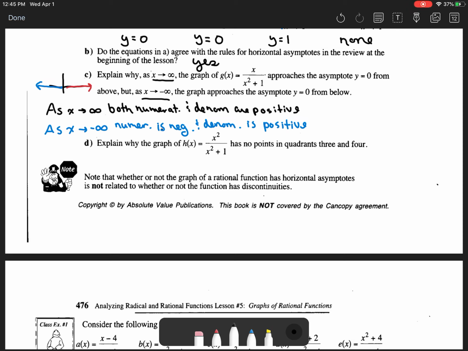Last part D, explain why the graph of x squared over x squared plus 1 has no points in quadrants 3 and 4. So again, that is going to be the third graph. Well, that basically has to do with the fact that in both the numerator and denominator, whatever x value you substitute into the equation, when you square a value, positive or negative, it ends up being positive. So both numerator and denominator are never negative.